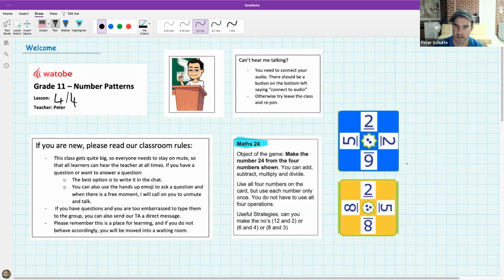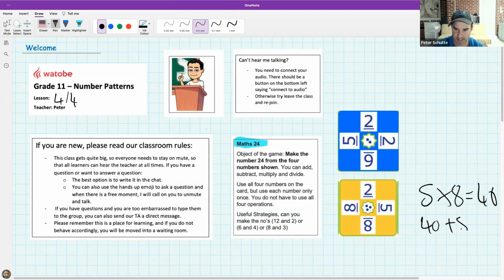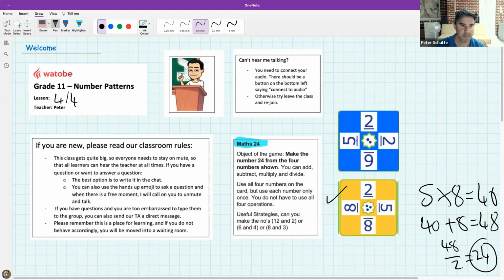Joel said 5 times 8 is 40. And then 40 plus 8 is 48. And then we have 48 divided by 2, which is 24. So you have got the yellow one. That was awesome. Well done.